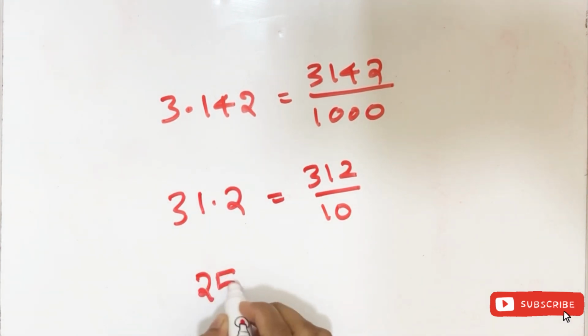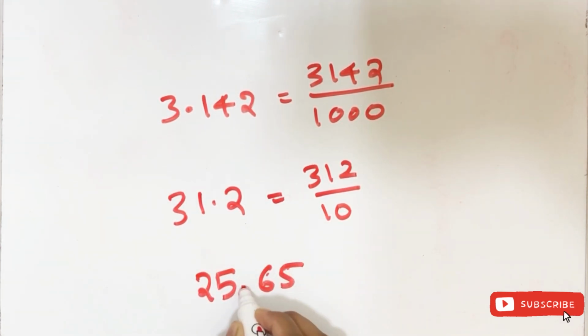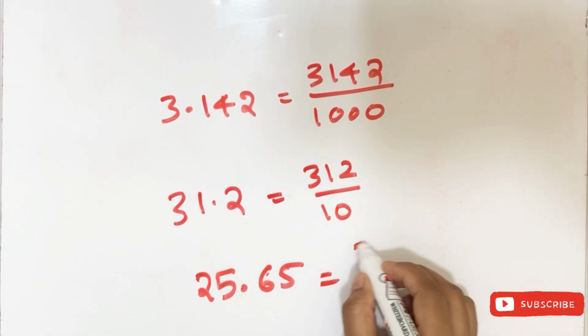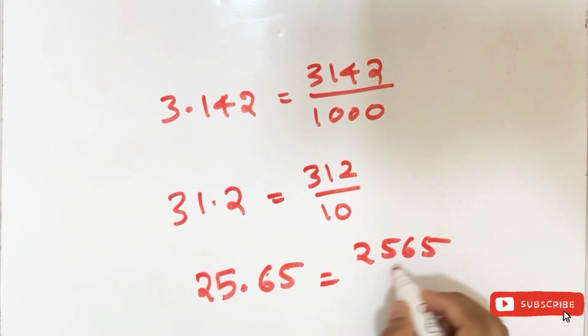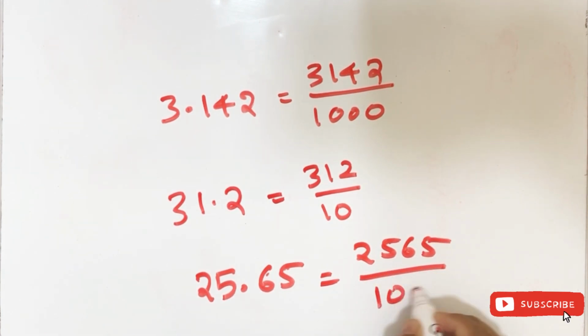What is 25.65? Here after the decimal, 2 digits. So 2565 divided by 100. 2 digits, so 100 has 2 zeros. Like that, you can change any terminating decimals to fractions.